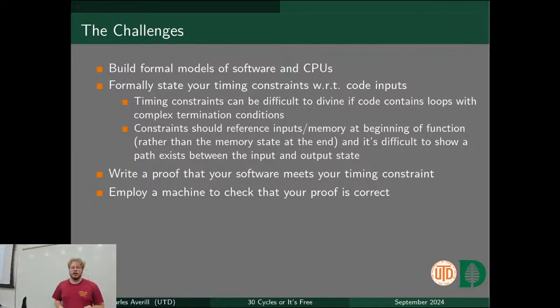And also the constraints that you're writing should be referencing the inputs to the function when the function started. If you talk about some memory address but only after the function is run, and if that expression is somewhere inside of your timing constraint, well now you have to run the code to know how long it would have taken. But that's not useful at all, right? So you have to reference only memory and inputs that were at the beginning of the function. And sometimes it's really hard to show that there's a path to get from the beginning to the end.